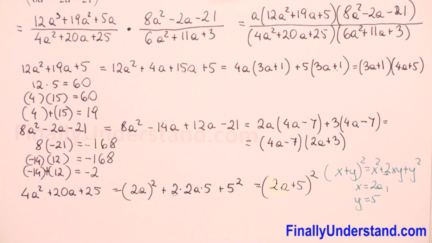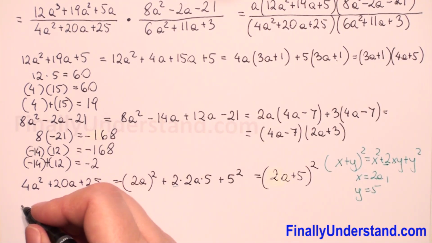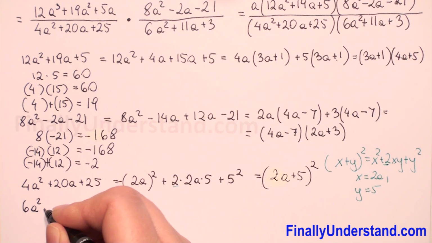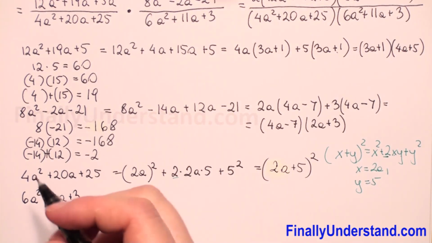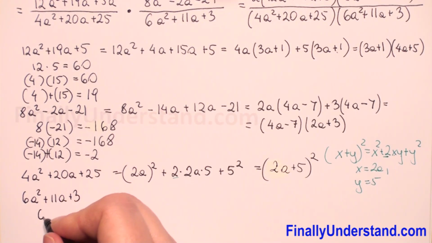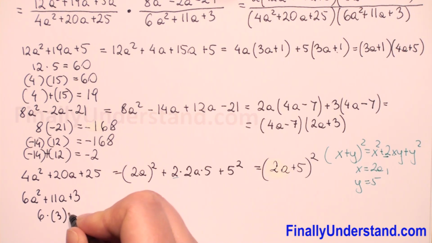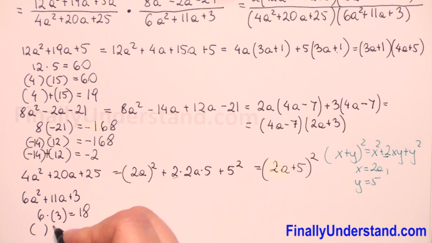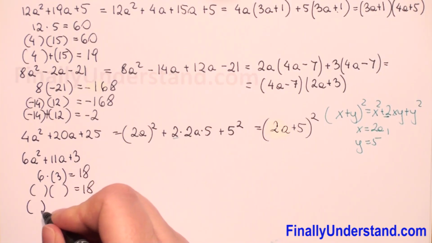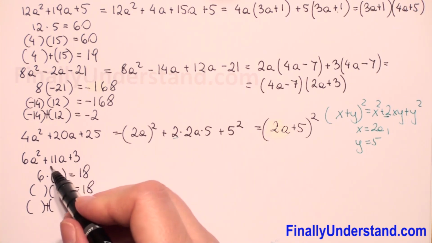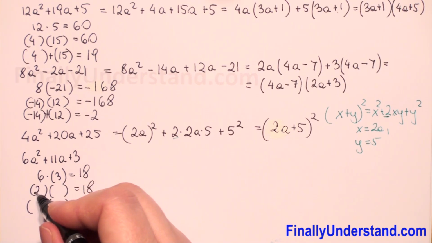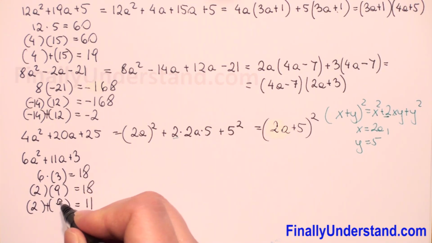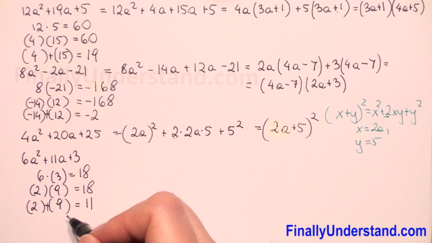And the last term we have is 6a squared plus 11a plus 3. So first we multiply the coefficient before a squared, 6, times the constant 3, so this is equal to 18. So we need to find two numbers which multiply to 18, and when I add these two numbers I get the coefficient before a, which is 11. So it will be 2 and 9, of course, because 2 times 9 is 18 and 2 plus 9 is 11.